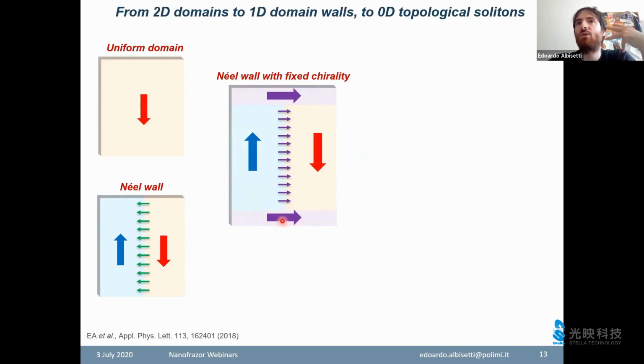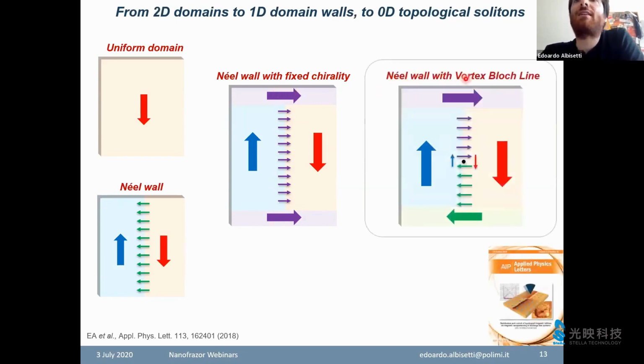So what we actually did was to exploit the boundary conditions at the two ends of the domain wall for fixing the magnetization within the domain wall. But then we can do exactly the same thing, but instead of writing both domains with the same magnetization direction, we can write, for example, the top domain towards the right and the bottom domain towards the left.